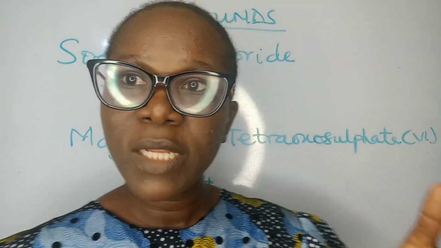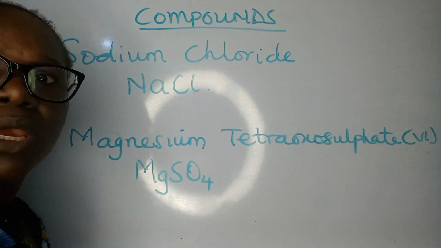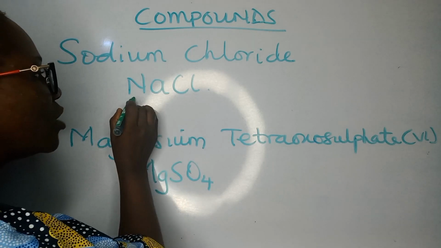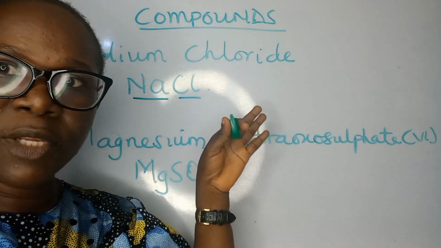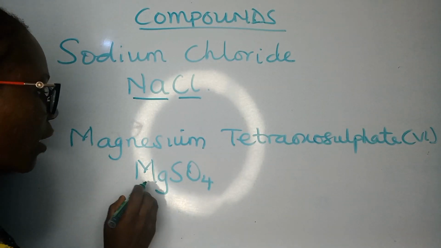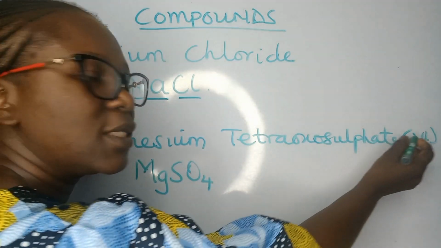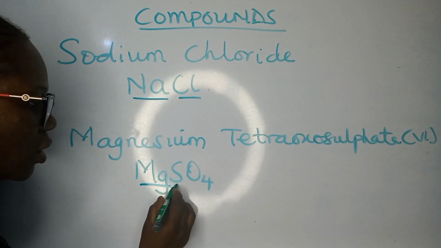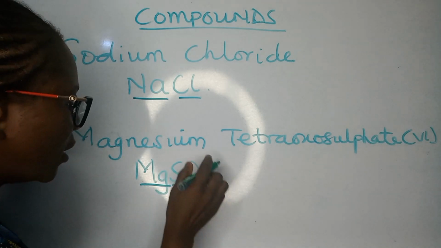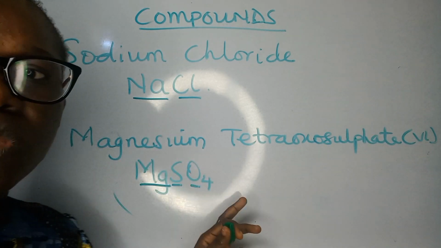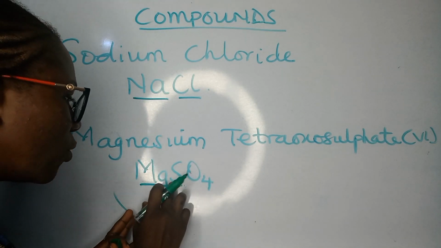Now, look at this compound, sodium chloride. If you look closely at this compound, you will see sodium and chlorine. This contains two elements, so this is a compound. Now look at another compound here, magnesium sulfate. This is magnesium, this is sulfur, and this is oxygen. So this is a compound that is made up of three elements altogether, but we have more than 3 atoms inside it.